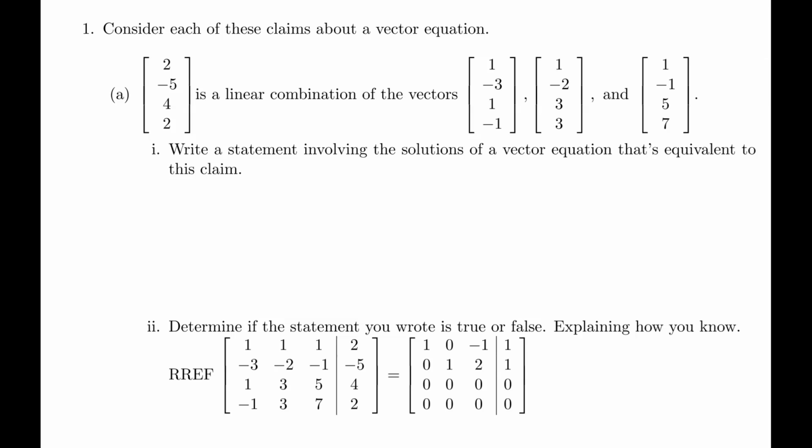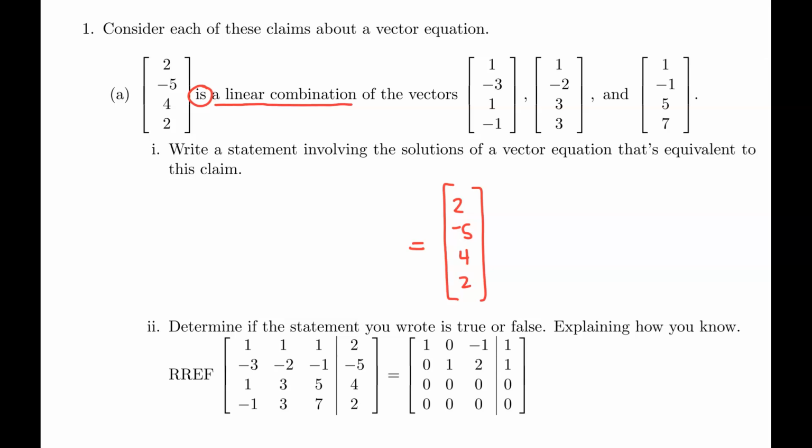The very first question asked us to write a statement involving the solutions to our vector equation, which means we need to write a vector equation that makes sense for this particular context, and then we need to say something about the solutions to that vector equation. Now, if we're trying to show that some vector here is a linear combination of another set of vectors, this is telling us where our equal sign is going. We know that we want to be able to show 2, -5, 4, 2 is a linear combination of the others. So we've got that lovely "is" word.